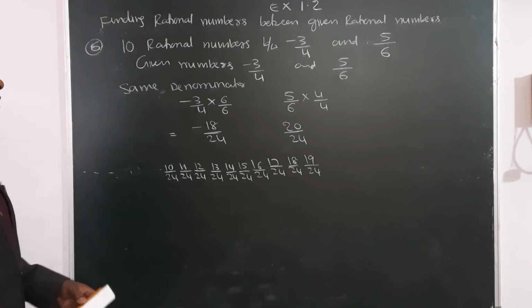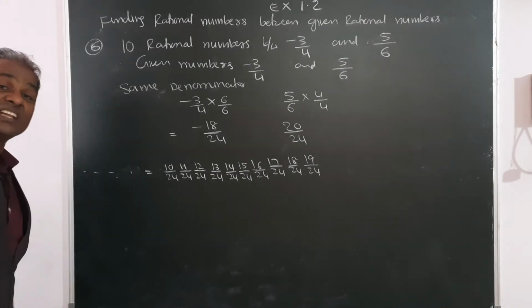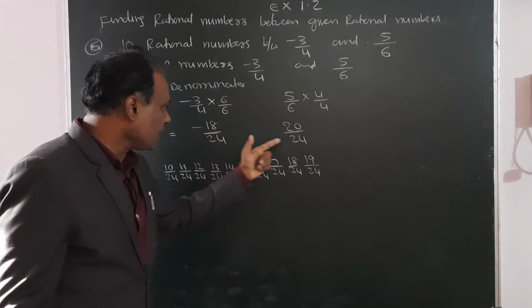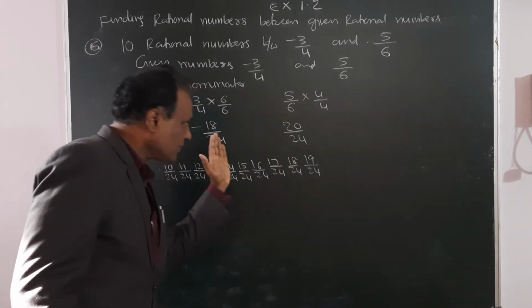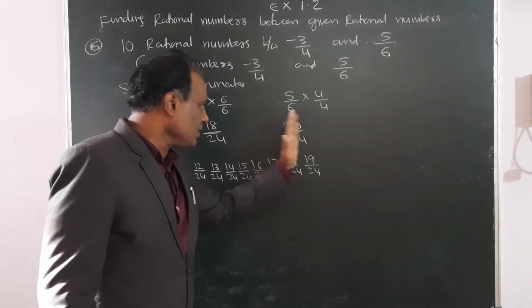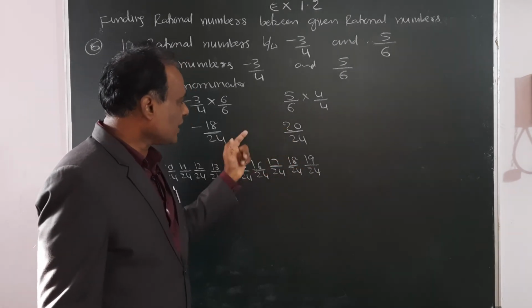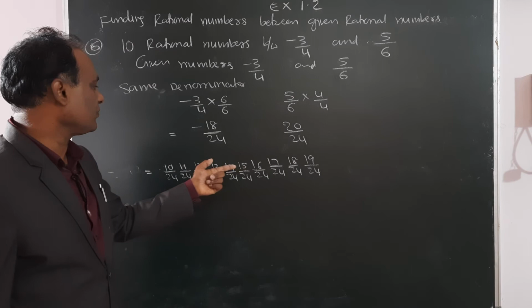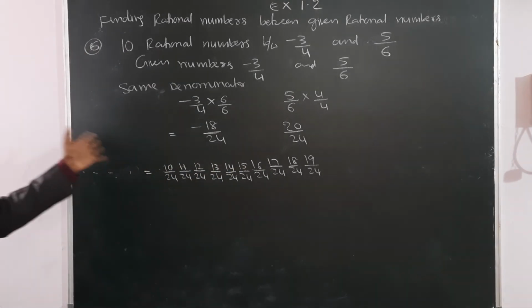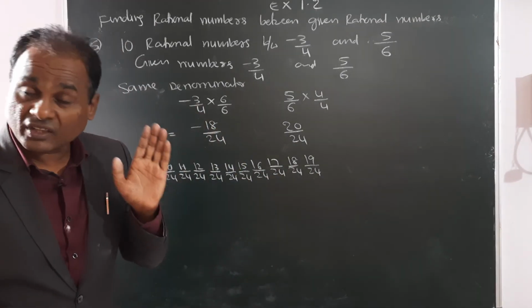The numbers between these should be greater than this and less than this. Instead of starting from the other side, because this is a positive number, easily you can tell. Numbers less than this, keep the denominators the same. Less than 20 means 19, 18, 17, 16, 15, like that, 10, 9, 8, up to 0, and then minus. Like that you can write any number of numbers. So this is the second method I applied, making the denominators the same.